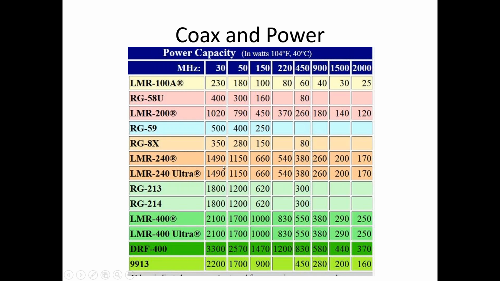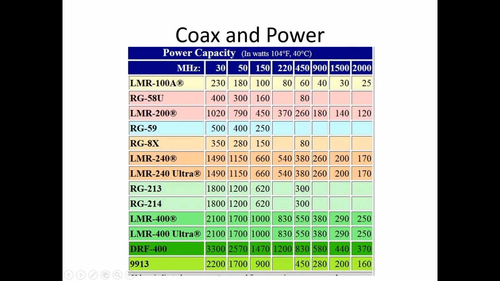Here's some basic coaxial cables. Look what happens to each of these wires as you go into a higher frequency. You see that you're constantly losing power. This is the maximum number of watts that these cables are able to handle. So even if you take something like the 213, rated at 1800 watts in the HF range, look what happens as the power drops off. I'm sorry, as the frequency increases.